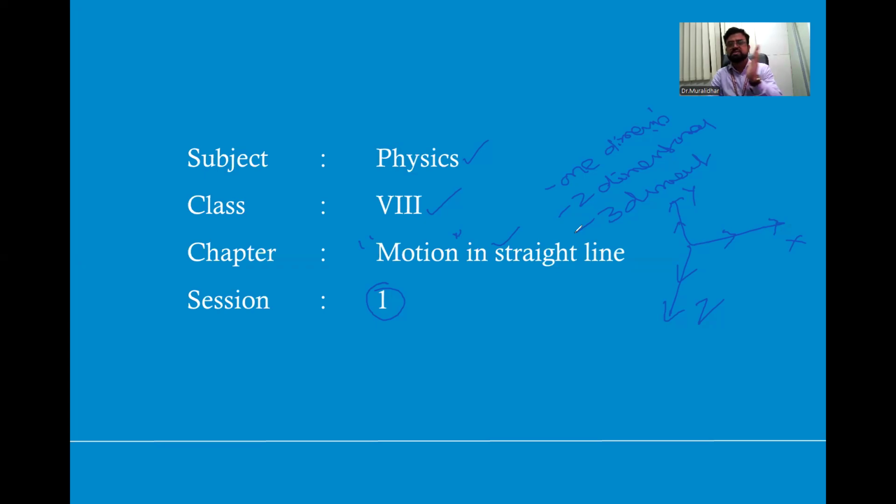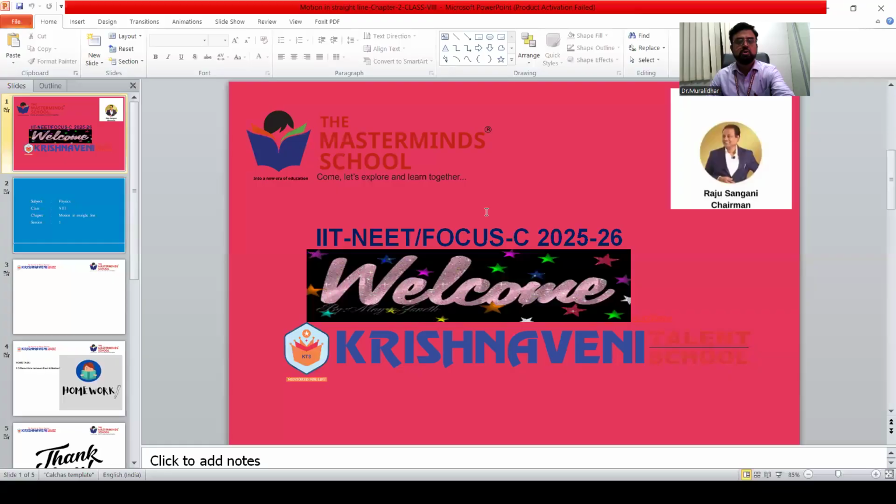If the body moves along the x-axis, it is called straight line motion, which is one dimension. Along x and y axes is 2-dimension, right? Along x, y, z, all 3 axes, that is called 3-dimensional motion. But in our class today, in 8th class, it may take the next 3 classes to complete the chapter. Within the next 3 classes, we are going to discuss motion in a straight line, that is one-dimensional motion, right?